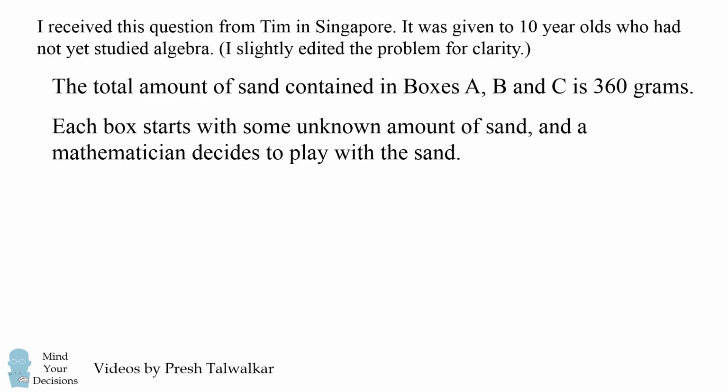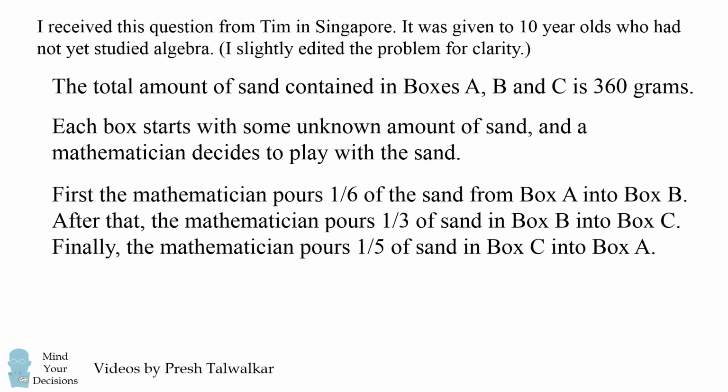Each box starts with some unknown amount of sand, and a mathematician decides to play with the sand. First, the mathematician pours 1/6 of the sand from box A into box B. After that, the mathematician pours 1/3 of the sand in box B into box C. Finally, the mathematician pours 1/5 of the sand in box C into box A.